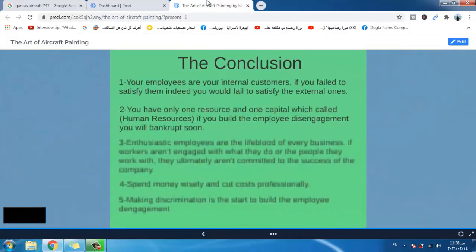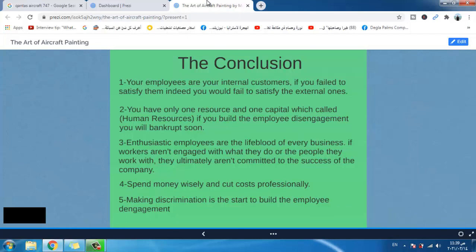So let's jump to the conclusion. Your employees are your internal customers. If you fail to satisfy them, indeed you would fail to satisfy the external ones. You have only one resource and one capital, which is called human resources. If you build employee disengagement, you will go bankrupt soon. Enthusiastic employees are the lifeblood of every business. If workers are not engaged with what they do or the people they work with, they ultimately are not committed to the success of the company.